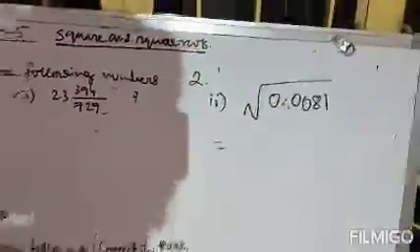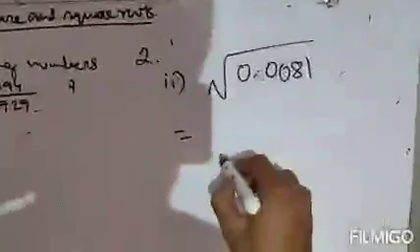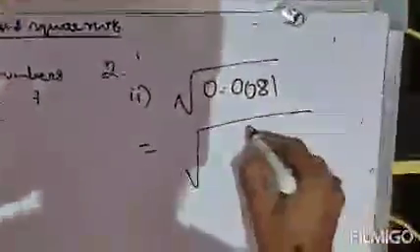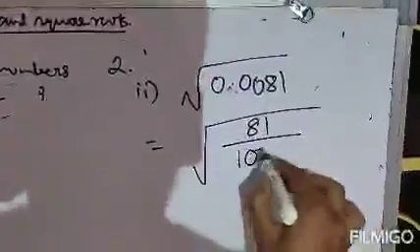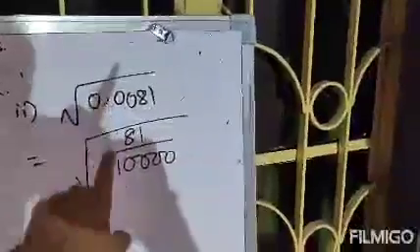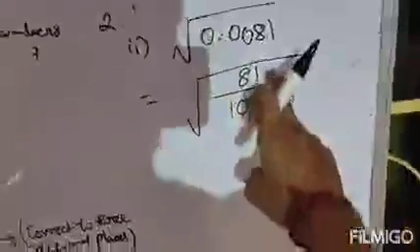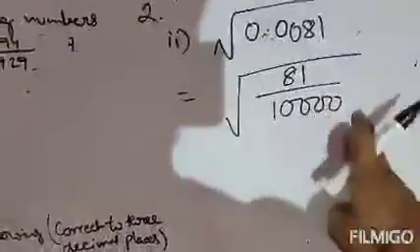So first, the decimal 0.0081. We will omit the decimal. So it will be 81 divided by 1, 2, 3, 4. Clear? For the decimal it is 1, and after the decimal there are 4 digits, that means 4 zeros. We will now find out the square root of 81 and the square root of this 10,000, like we have done in these questions. So that will be our answer.